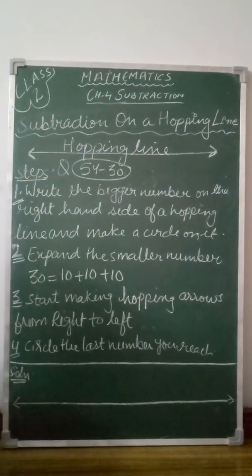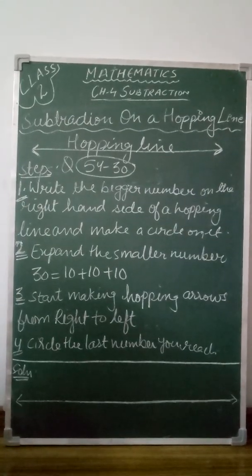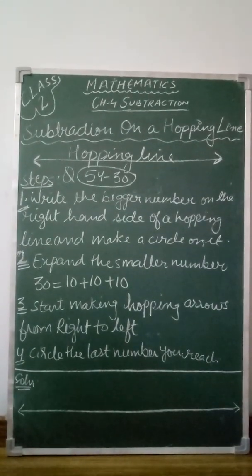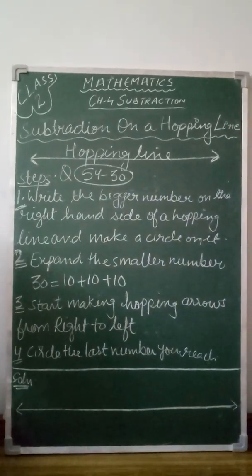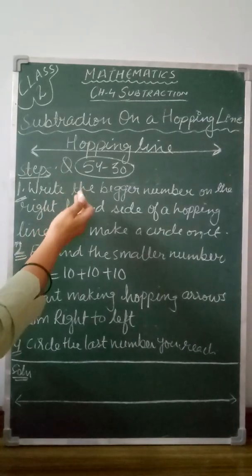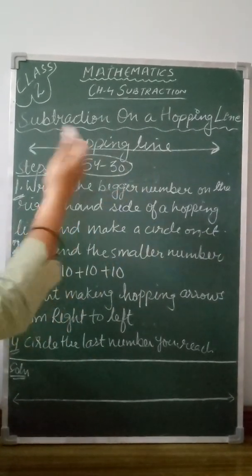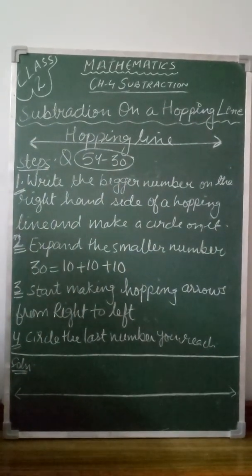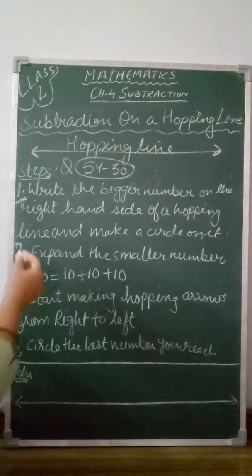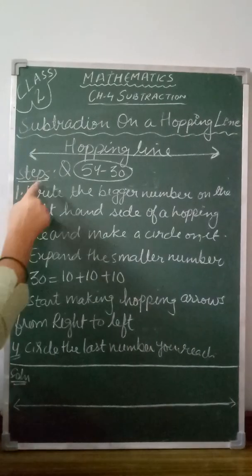Student, this hopping line we have already learned in the chapter on addition. This is the same hopping line, but the difference is that in addition, when we use the hopping line, we move from left to right. But here, when we use the hopping line, we start hopping from right to left, because this is subtraction. We are decreasing, we are taking away something from something. So again, here there are a few steps.